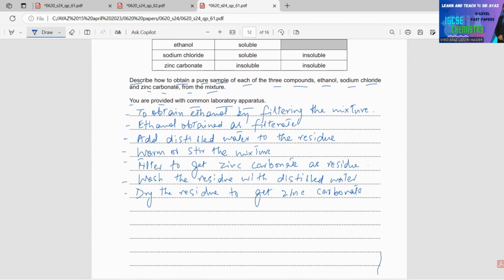Now, we need the filtrate. So heat the filtrate, cool down or crystallize. This will be the final steps for this experiment.